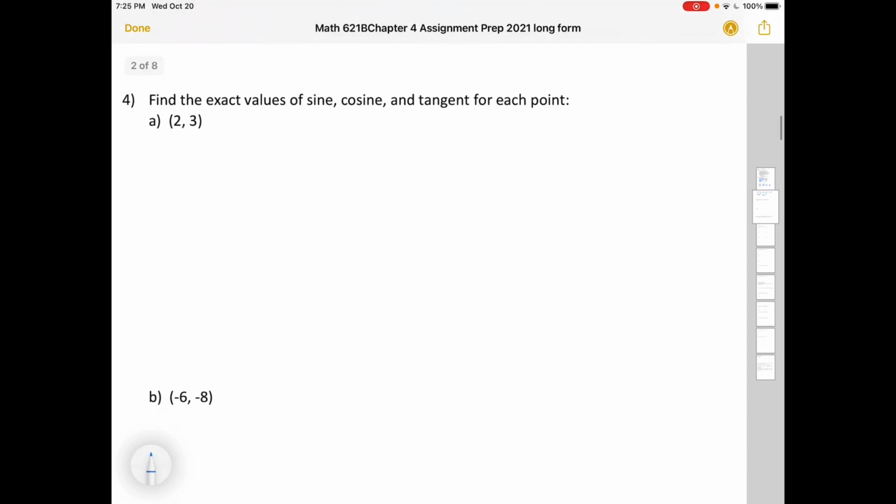That brings us to number 4, finding exact values of sine, cosine, and tangent. So let's just refresh our memories here. For any point in space, the cosine of the corresponding angle in standard position is x over r. The sine is y over r, and the tan theta is y over x. And what does this r mean? Let's see. I want to draw this point. So 2, 3 is somewhere over here.